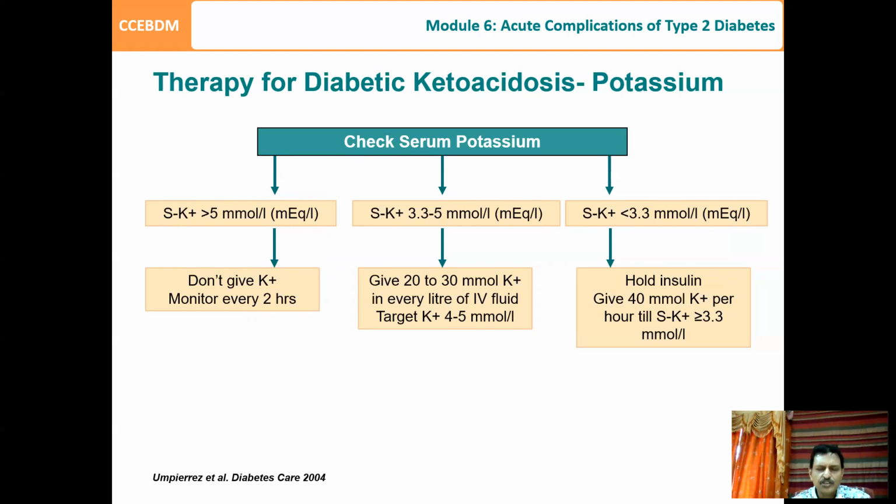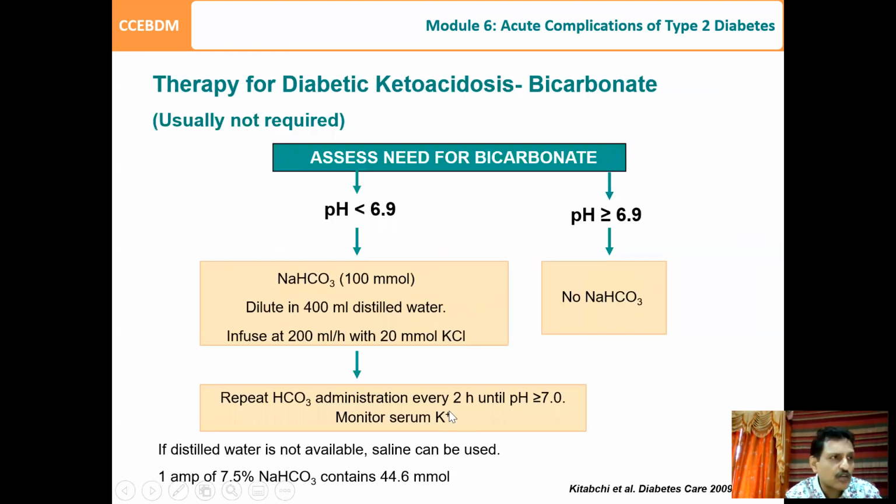I traditionally give 20 milliequivalent in each bottle, and then we check the potassium and see how the potassium level behaves. In most situations, we have to replace a lot of potassium because the intracellular deficit of potassium may be quite high in this diabetic ketoacidosis state.